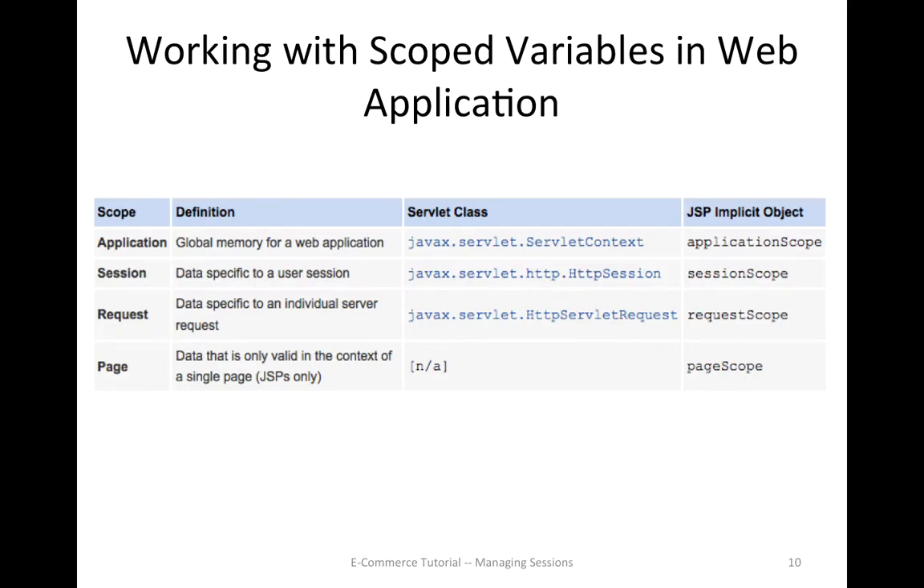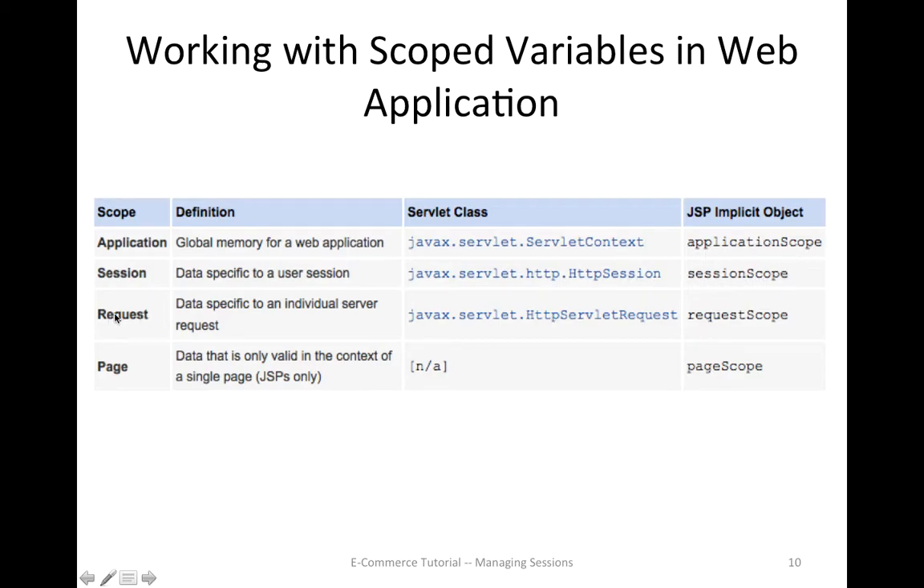Next subtask is to work with scoped variables in a web application. This table summarizes the variable scopes in a web application. If the scope is application, that means this is global memory for a web application. This can be accessed as long as the application is running. The servlet class is javax.servlet.ServletContext. Then for the session, the data is specific to a user session, and the servlet class is javax.servlet.http.HttpSession. This is the session scope. The previous one is application scope.